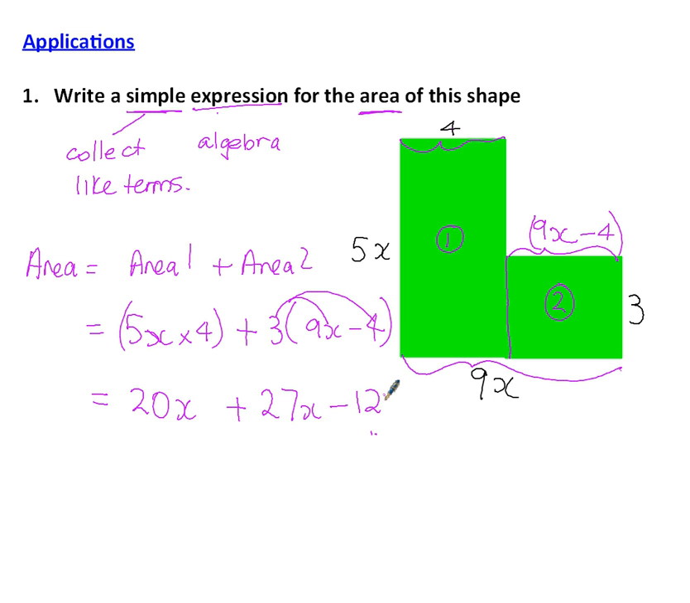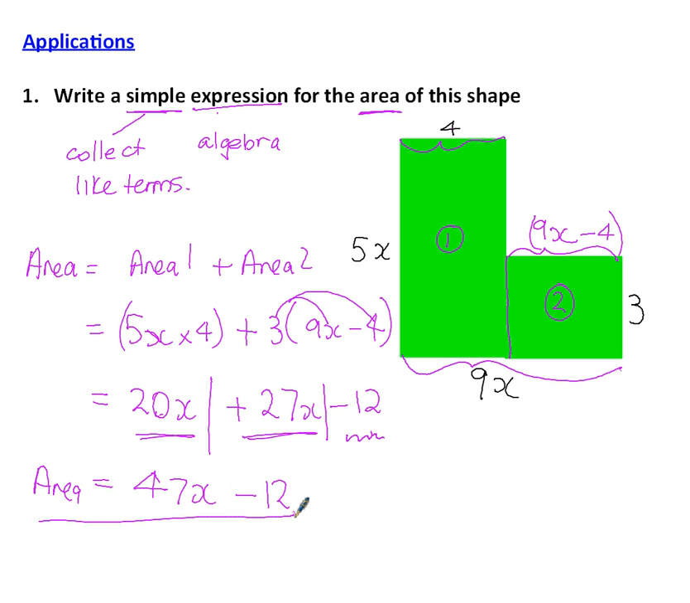Now we're going to simplify it if we can. Let's put our little dividers in. We've got some like terms here. There we go, so we can collect them. 20x plus 27x, we've got 47x. And our poor old little negative 12 hasn't got any other terms to collect with, so we just put him here. So here is a nice, simple expression for the area of that shape.